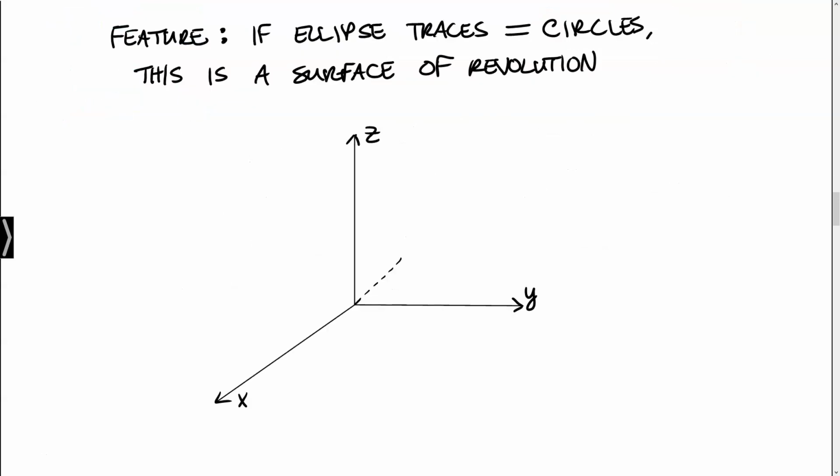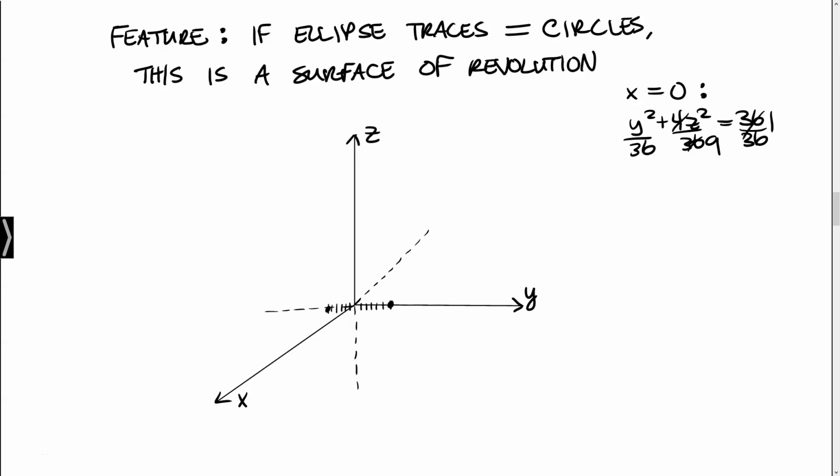All right, so let's set x equal to 0. So what we're going to do is look at the traces parallel to the YZ plane. If x is equal to 0, we're looking at the intersection with the YZ plane, and that's going to be y squared plus 4z squared is equal to 36. After we divide through by 36, that gives us y squared over 36 plus z squared over 9 is equal to 1. So this is an ellipse where we go 6 units in the y direction, and then 3 units in the z direction. Okay, something like this.